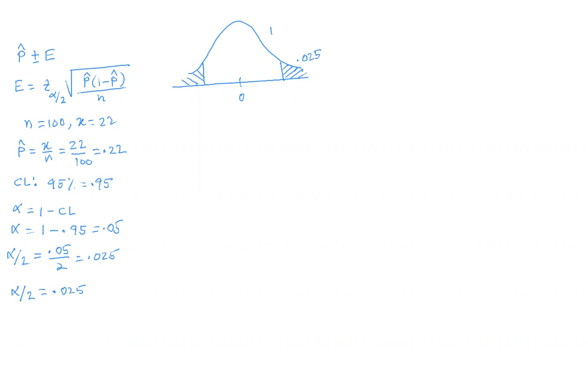0.025, right tail and left tail. Each tail is alpha over 2. Now associated with 0.025, there is a z-score. And what is that z-score you guys found?